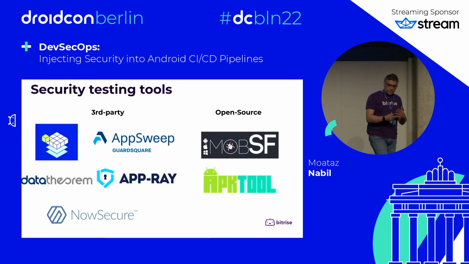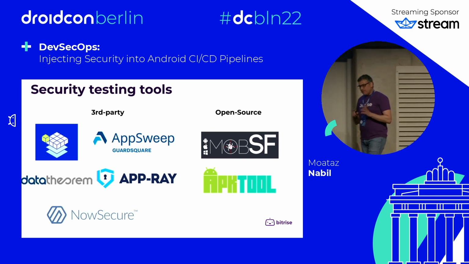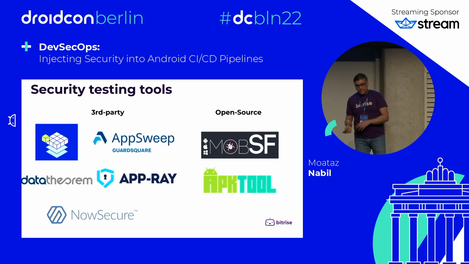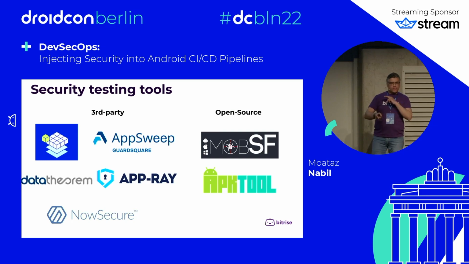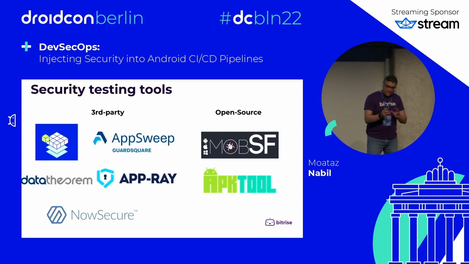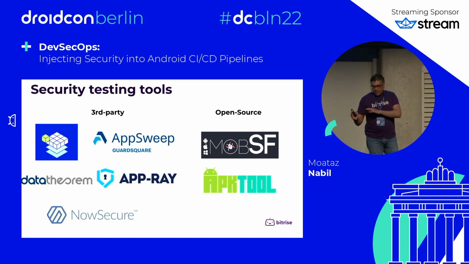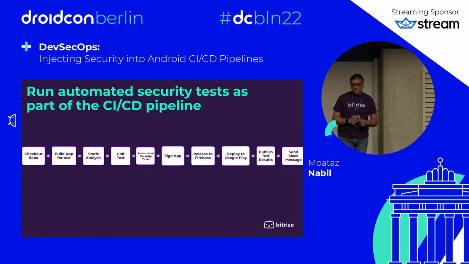In the market, there are different testing tools. We have third-party tools, but you should have an account with the tool, like Data Theorem. We have App Sweep. We have AppRay, NowSecure. And for open source, there is the Mobile Security Framework and the APKTool, which is a tool for reverse engineering the APK and start scanning it. So today, we can demonstrate two tools, one open source and one from a third party, just to know a simple way how we can add this in our CI/CD pipeline.